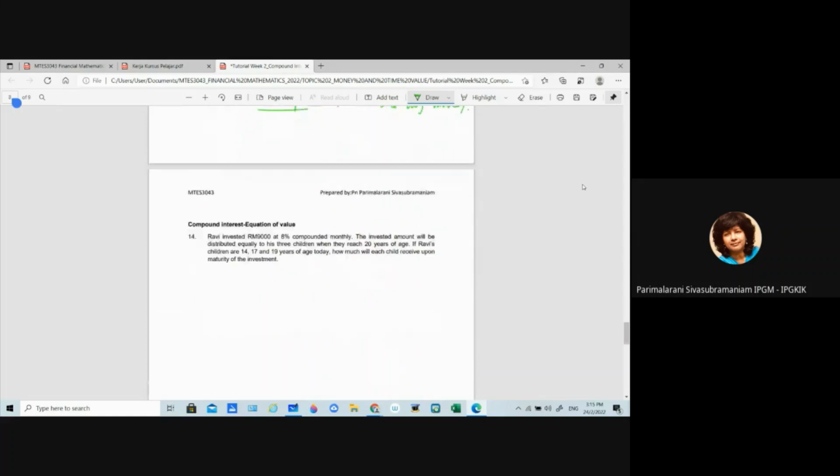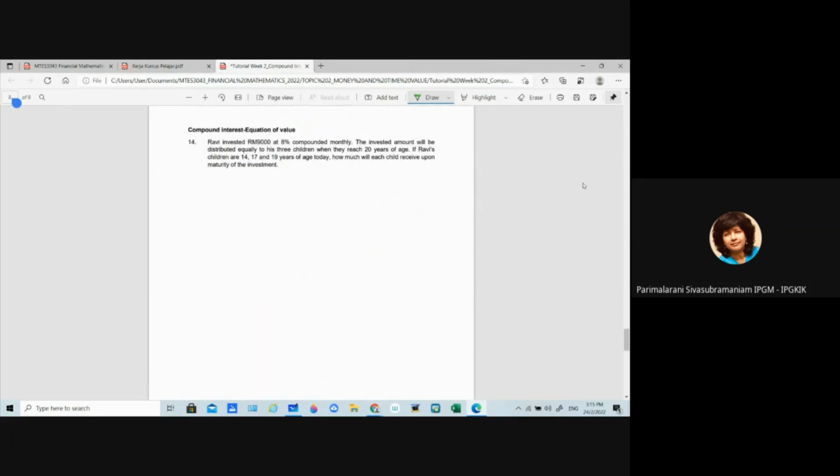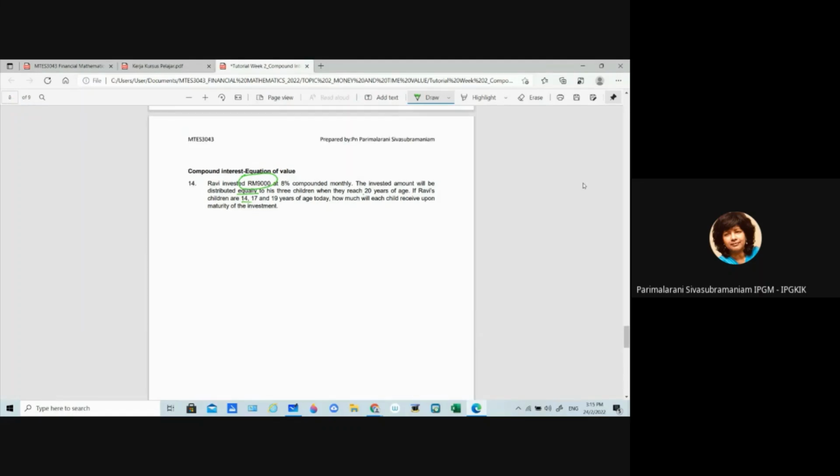Okay, so you finished question 13, now question 14. This question you need to draw out. Ravi invested 9,000 at 8% compounded monthly. The invested amount will be distributed equally to his 3 children when they reach 20 years of age. If Ravi's children are 14, 17, and 19 today, meaning at time 0, how much will each child receive upon maturity of the investment?